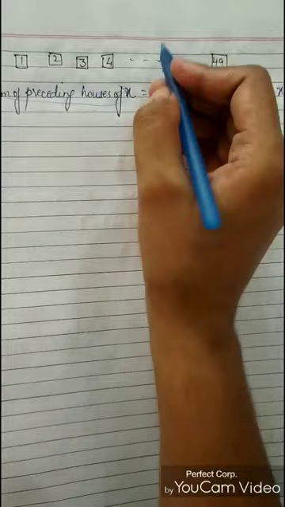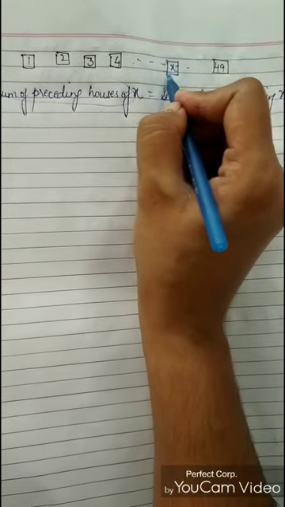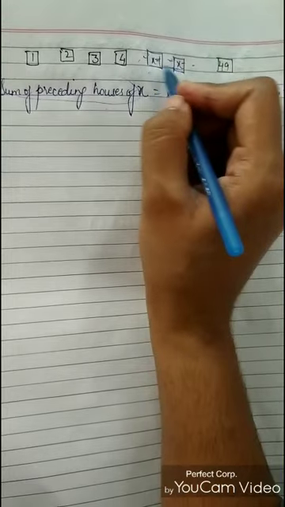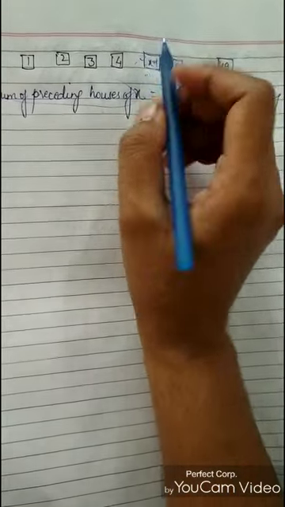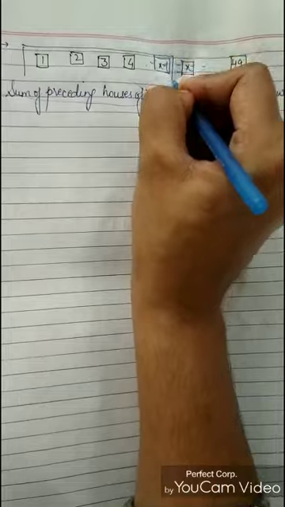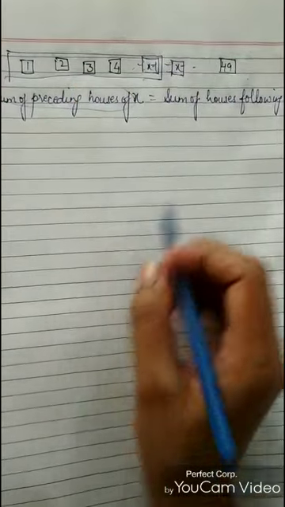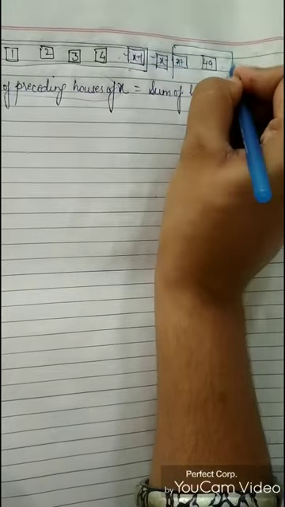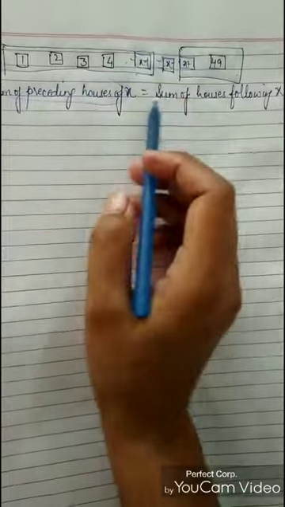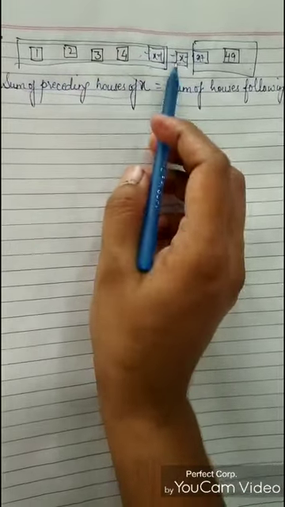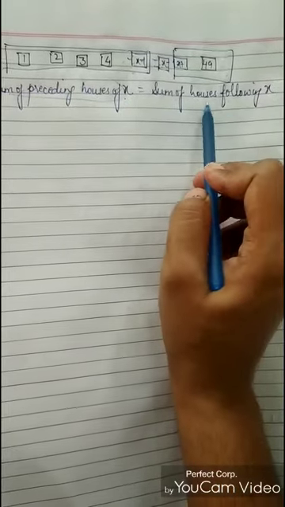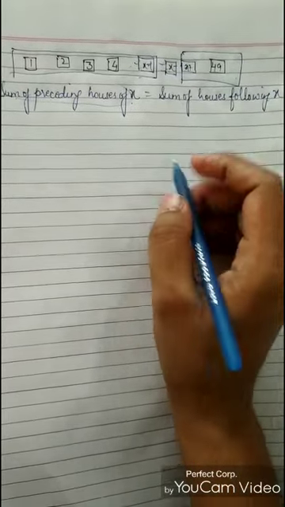That means the sum of the preceding houses. What is the preceding house of x? X preceding houses x minus 1. We know the predecessor is subtraction of 1 from the number. So the sum of these houses is equal to the sum of following this. So after this will be x plus 1. So sum of these. So by this we have to find x. What is given to us? Sum of the preceding houses of x is equal to sum of the house following x. Okay, so start solving.